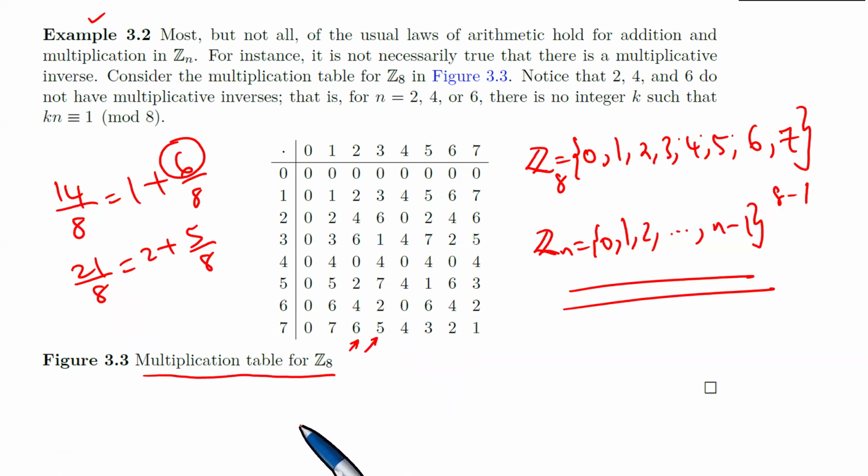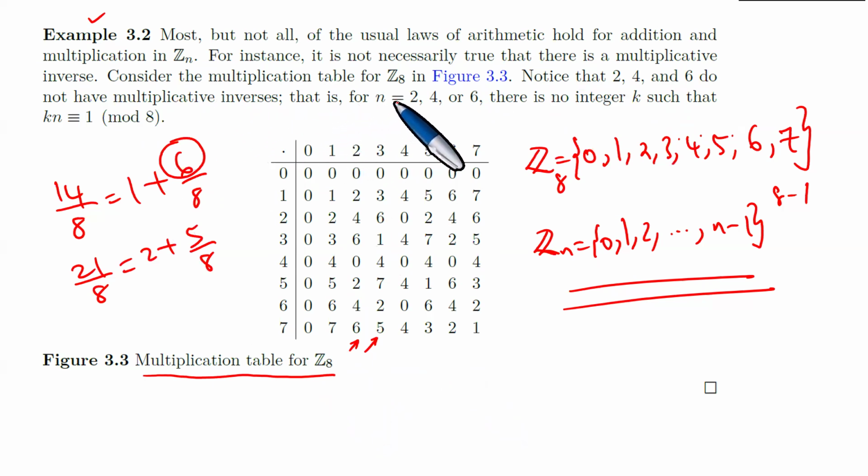Okay, right. But the author of the book is making certain claims. Let us investigate and study the scalar table. If we consider the multiplication table modulo 8 in figure 3.3, notice that 2, 4, and 6 do not have multiplicative inverses. Let us check. The multiplicative inverses will only be identified if we look at the table here. Okay, and right, they do not have multiplicative inverses.